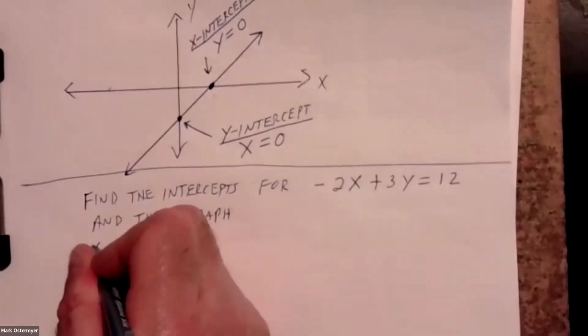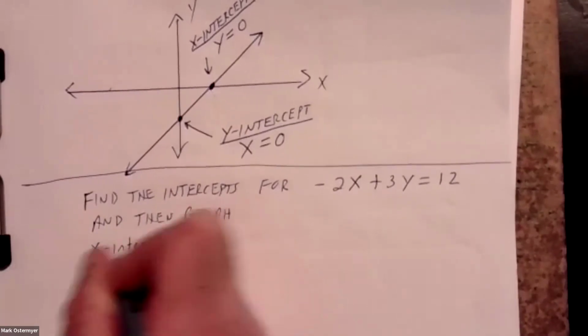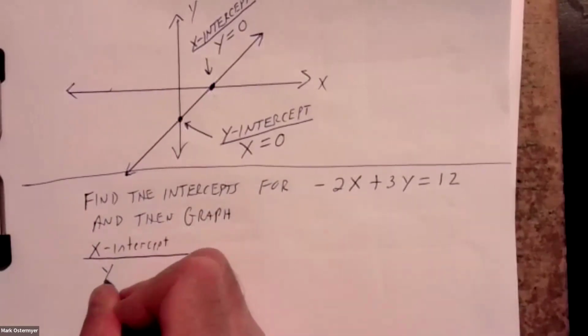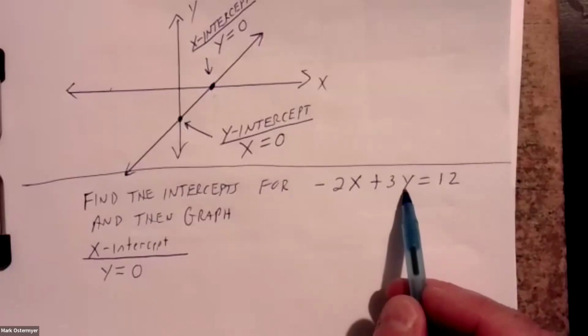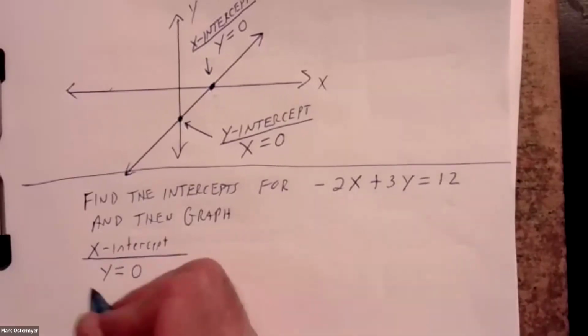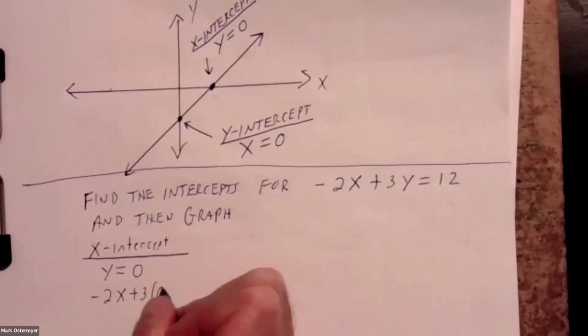I'm going to find my x-intercept first. What do I set equal to 0 always to find an x-intercept? What variable always gets set equal to 0? The other variable, y. Take 0, substitute it in for the y variable into the equation, and then we'll be able to solve the equation for x. So here we go. In for y goes 0.